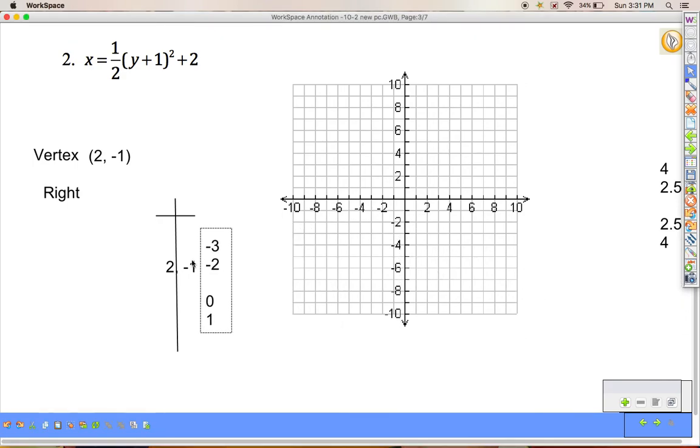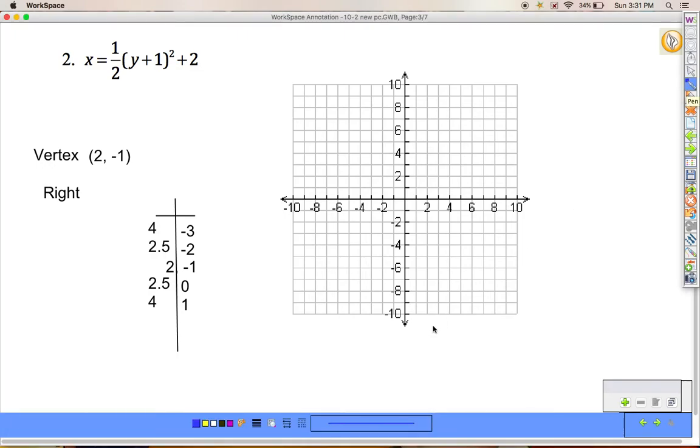All right, so I'm going to pick y values. I'm going to plug these values in. We'll do 0. 0 plus 1 is 1. 1 squared is 1. Times a half is a half. Plus 2. I get 2.5, and I'm going to get these points here. When it's an x equals, substitute into y. When it's a y equals, substitute into x. Plot a few points.